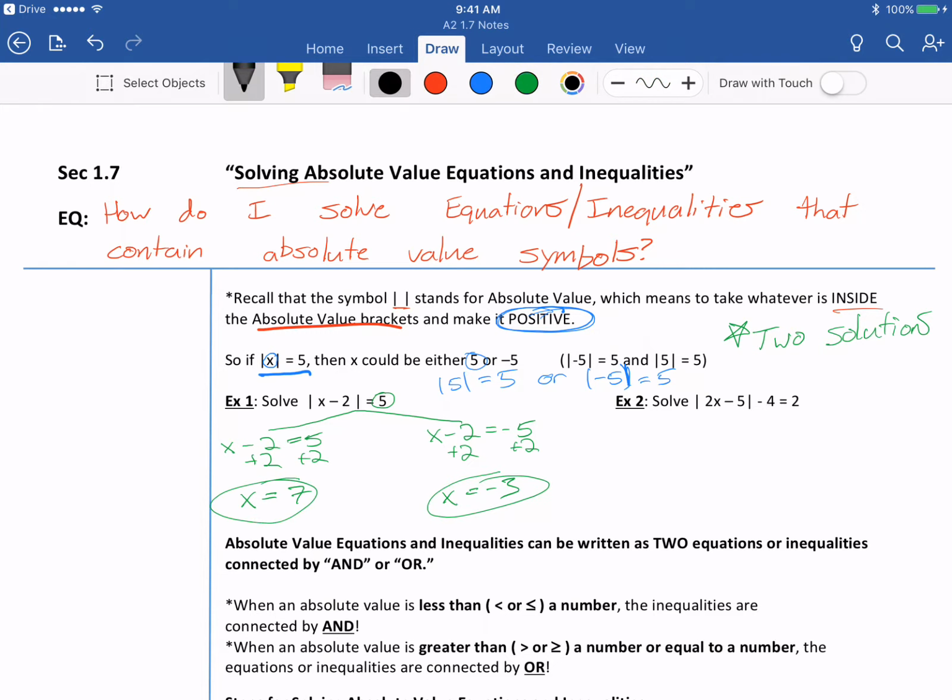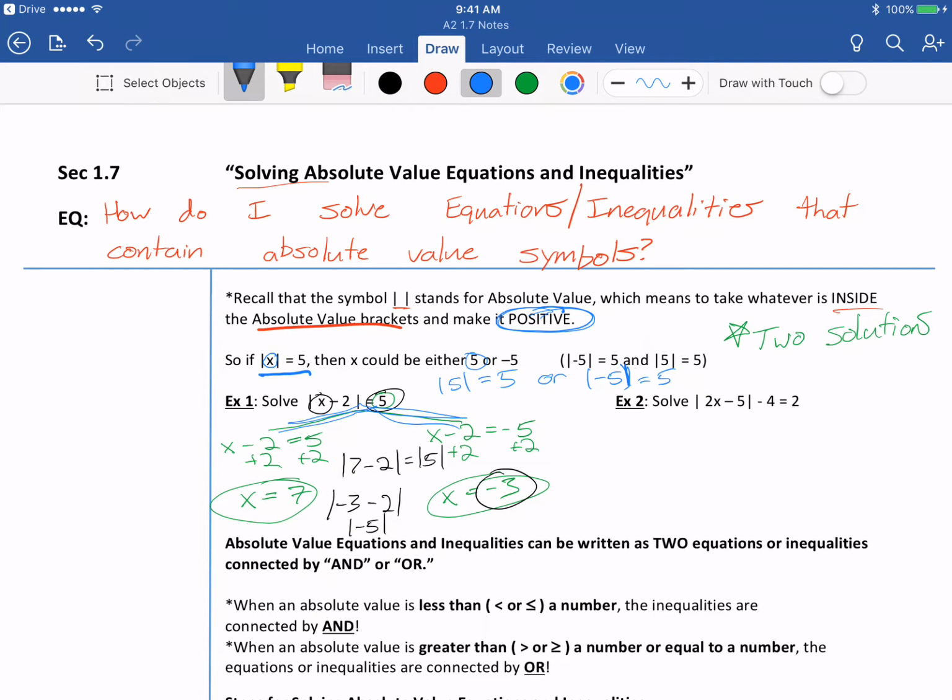You can check yourself here. If I plug in 7 for x, I get the absolute value of 7 minus 2, which is the absolute value of 5, which gives me 5. And if I plug in negative 3, negative 3 minus 2 is the absolute value of negative 5, which also gives me 5. So with absolute values, we're going to end up with two answers. The main thing here is that you have to accept the positive and the negative. We could break it apart into these two things because the absolute value is all by itself on that side.